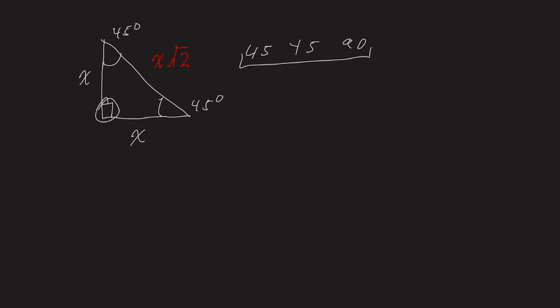So now let's compute using our trigonometric functions. If I do sine of 45 degrees, what is sine again? It's going to equal opposite over hypotenuse. It's going to equal x over x rad 2, or 1 over rad 2. But we know from our unit circle video that the sine of 45 degrees is rad 2 over 2.